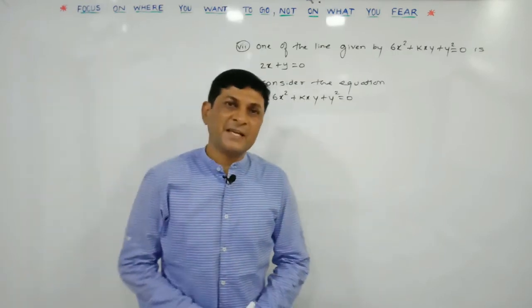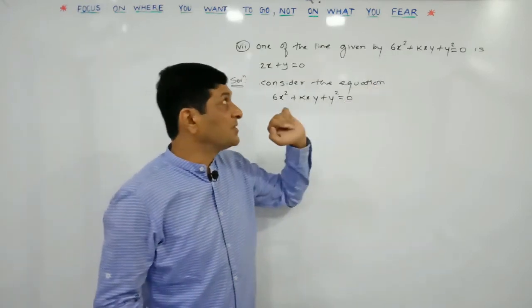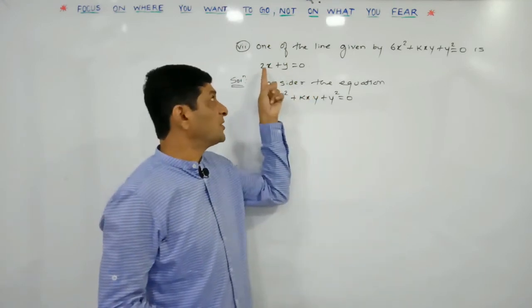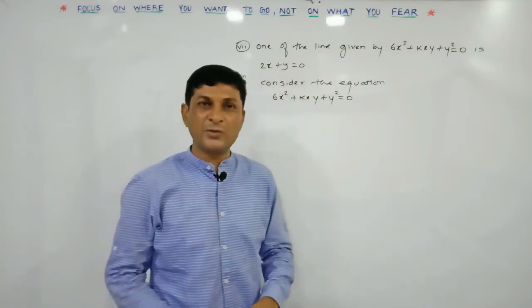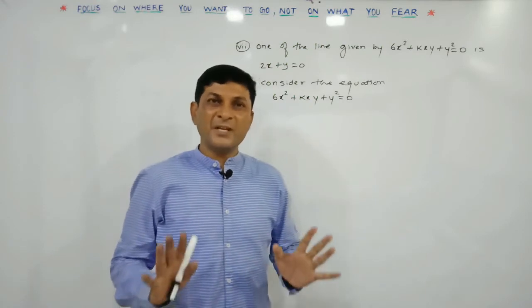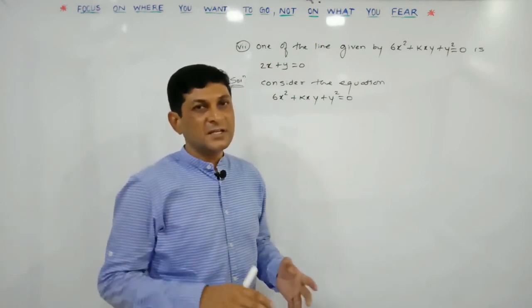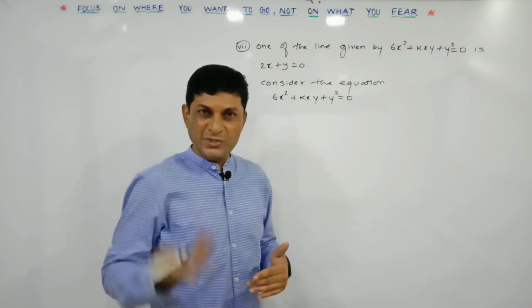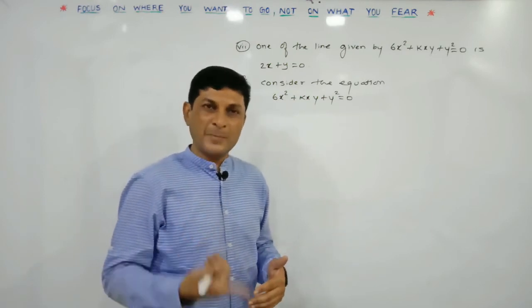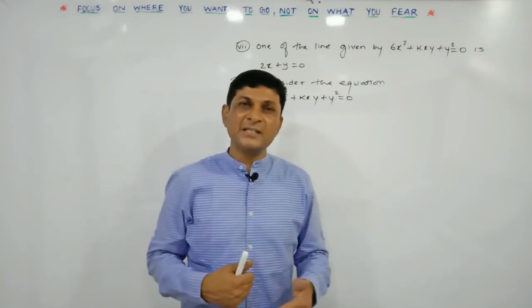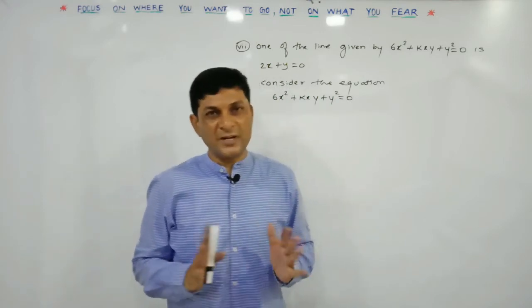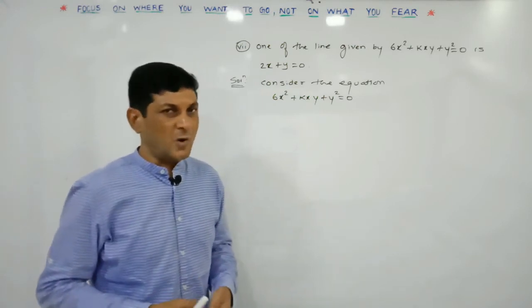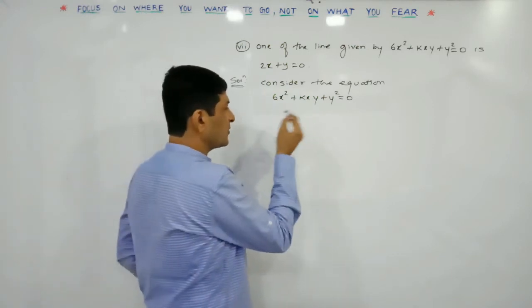Now in this example, one homogeneous equation is given to us, and one of the lines represented by this homogeneous equation is also given to us, 2x plus y is equal to 0. Already in some examples we have seen that if one of the lines represented by a homogeneous equation, or its coincident line, or parallel line, or perpendicular line is given to us, to find the required condition or the required unknown value, we are using the auxiliary equation. So first find out the auxiliary equation.